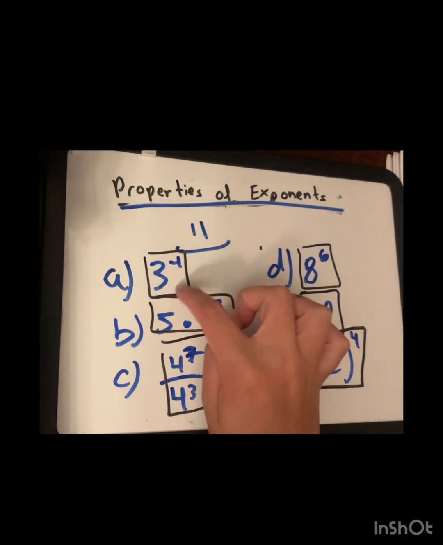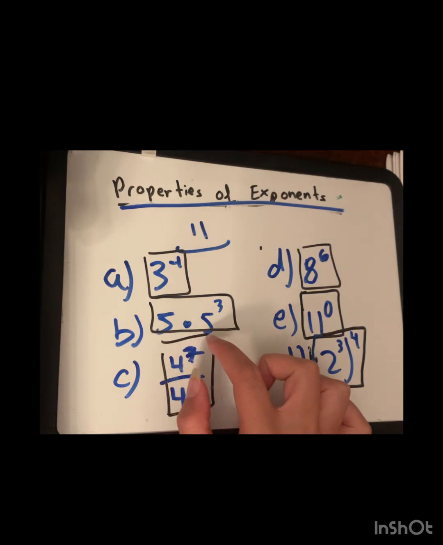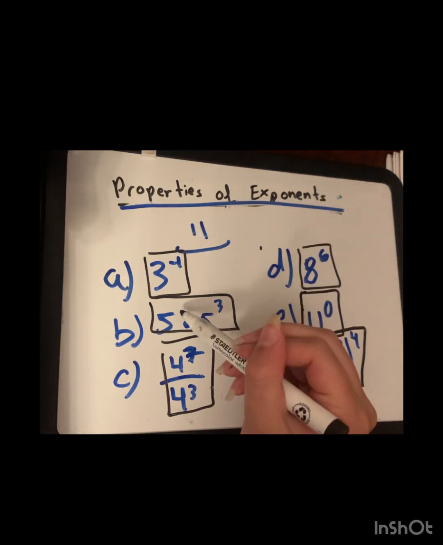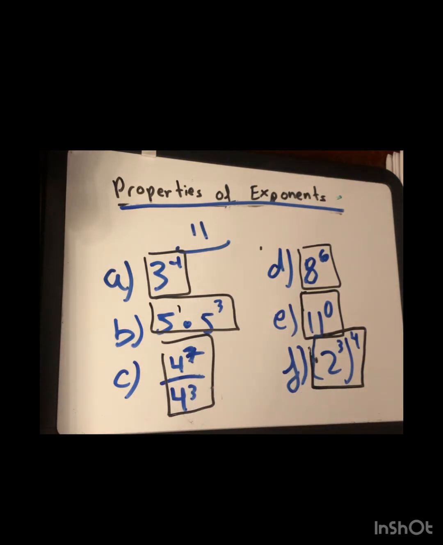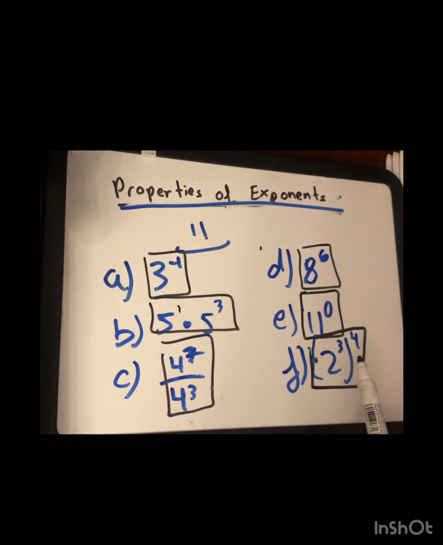So this was 3 to the power of -1. What would be the answer? 5 times 5 to the power of 3. This is something I'm going to tell you guys now so I can help you out. When there's no number in the exponent, it's a 1. So just know this. What would be the answer of that? 4 to the power of 7 over 4 to the power of 3, 8 to the power of 6, 11 to the power of 0, parentheses 2 to the power of 3, parentheses to the power of 4.